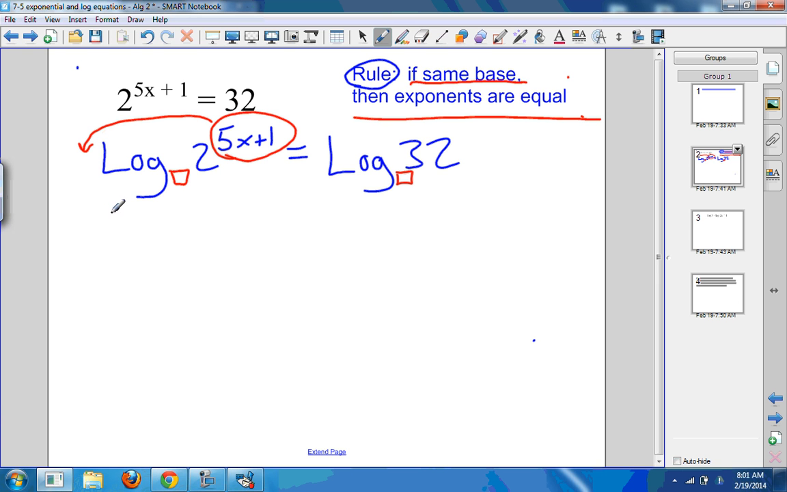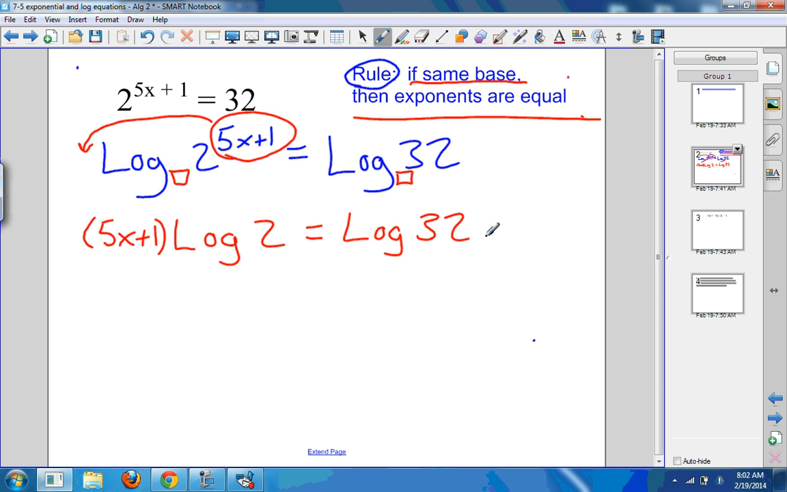So we have 5x plus 1 times log of 2 is equal to log of 32. Now I got my x out of the exponent, which makes it a little bit easier to solve. If I want to solve for my x here, I need to get rid of a couple things. My goal is always to have x equals something. So I need to get rid of this 5, I need to get rid of this 1, and I need to get rid of this log 2.